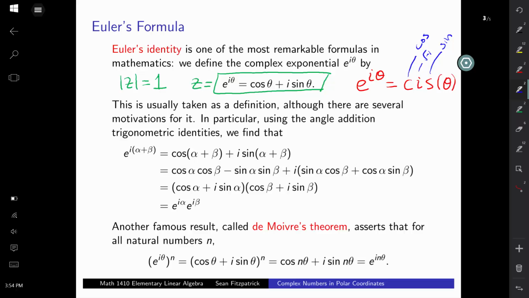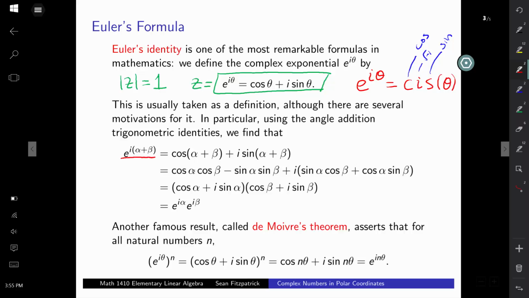Either one is acceptable. The exponential notation has the advantage of being easier to remember in terms of its properties. And one of the reasons why this exponential notation makes sense is that if you play around with trig identities, and I went through one of them here, you can ask, what happens if you put a sum in there? What happens if you have alpha plus beta? You've got two angles. So I'm going to look at e to the i times alpha plus beta.